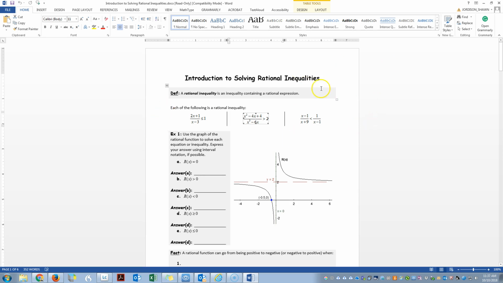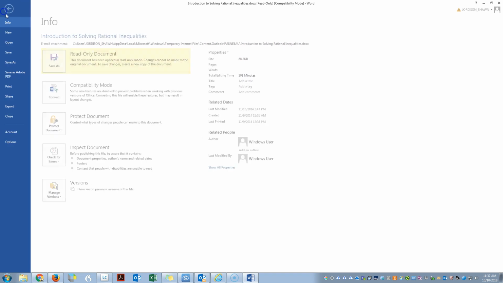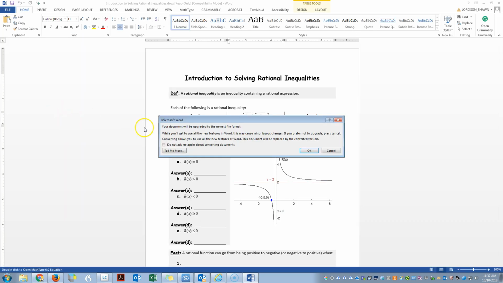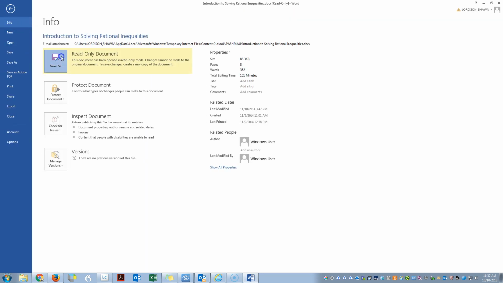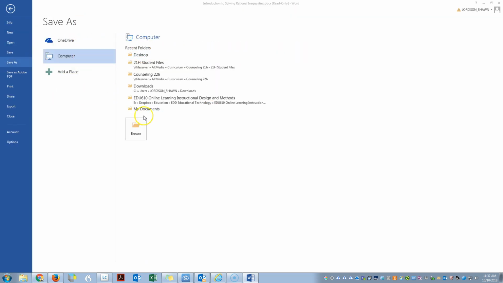Okay, this document here, Introduction to Solving Rational Inequalities, looks very fun. I'm going to work through it with you guys in order to figure out the best way to make it accessible. So first things first, we need to get out of this read-only mode. We can do that by converting the document and saving the file. So let me do that real quick.